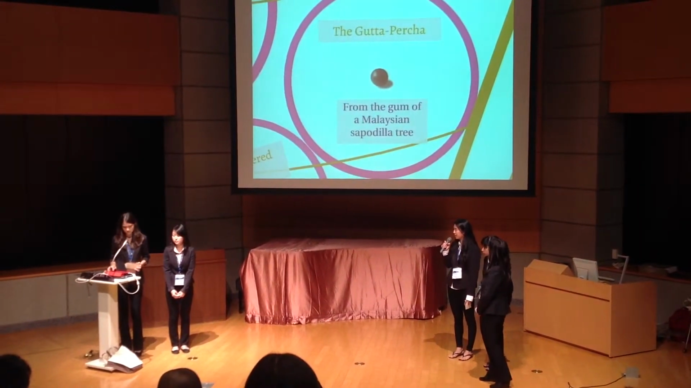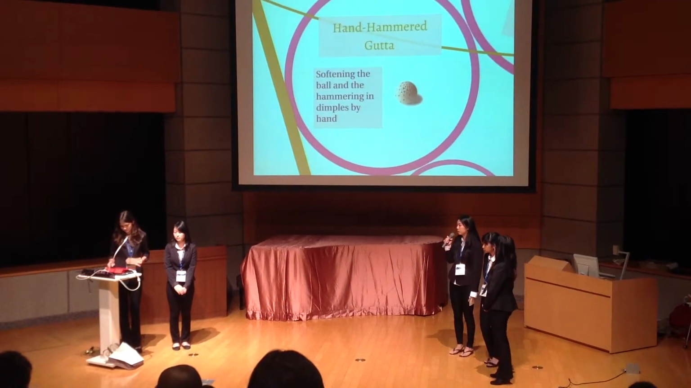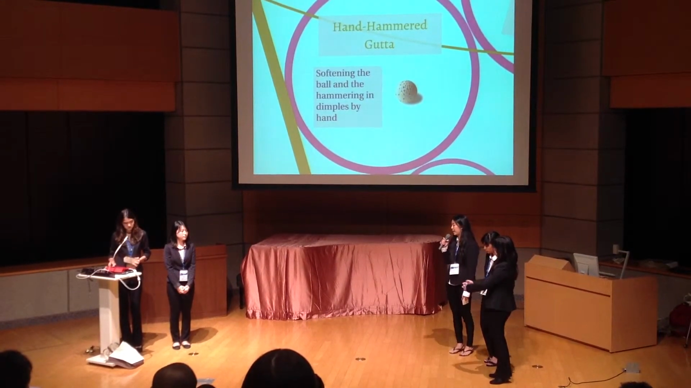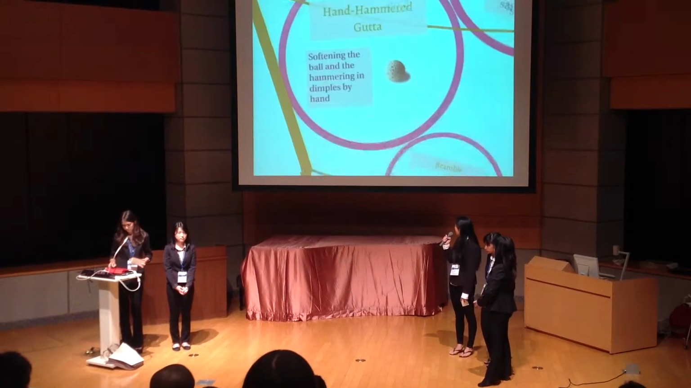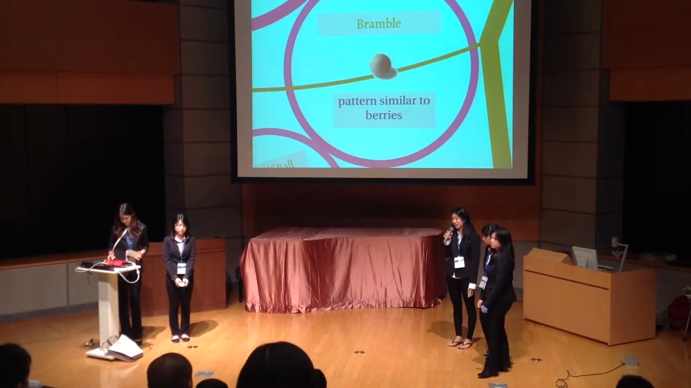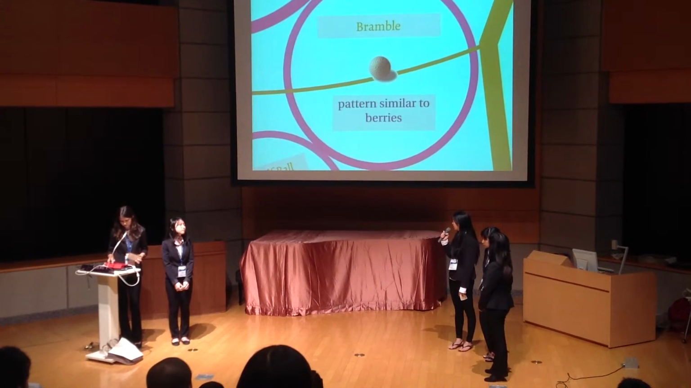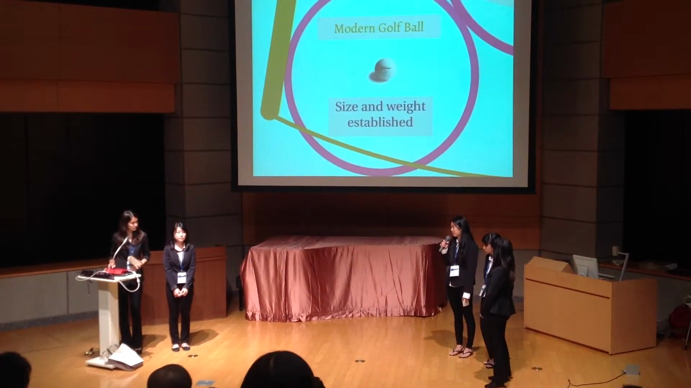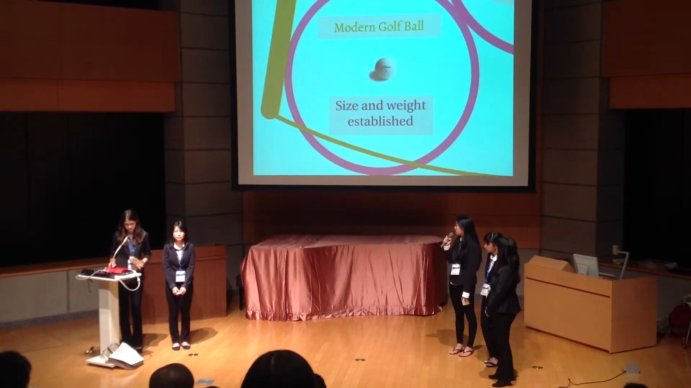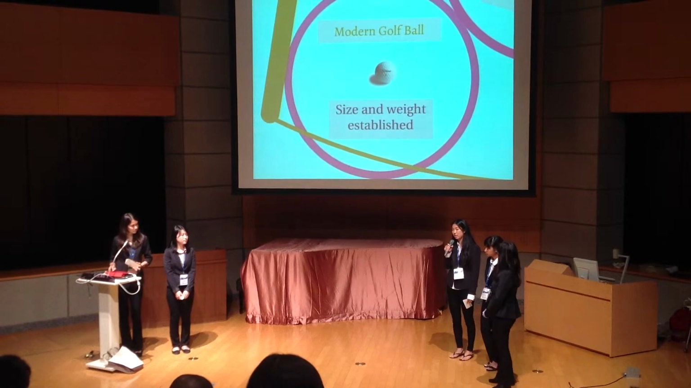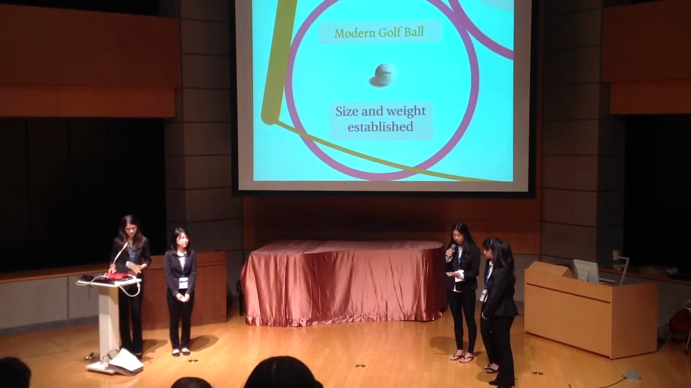So then they created the hand hammer gutta, which was made by softening the ball and hammering in the dimples by hand. Next, they created the brown ball, which had a pattern to the dimples, which is similar to that of berries. The last golf ball that they made was the modern golf ball, which established a standard size and weight. This golf ball was a dimpled golf ball. The American golf ball has about 336 dimples.